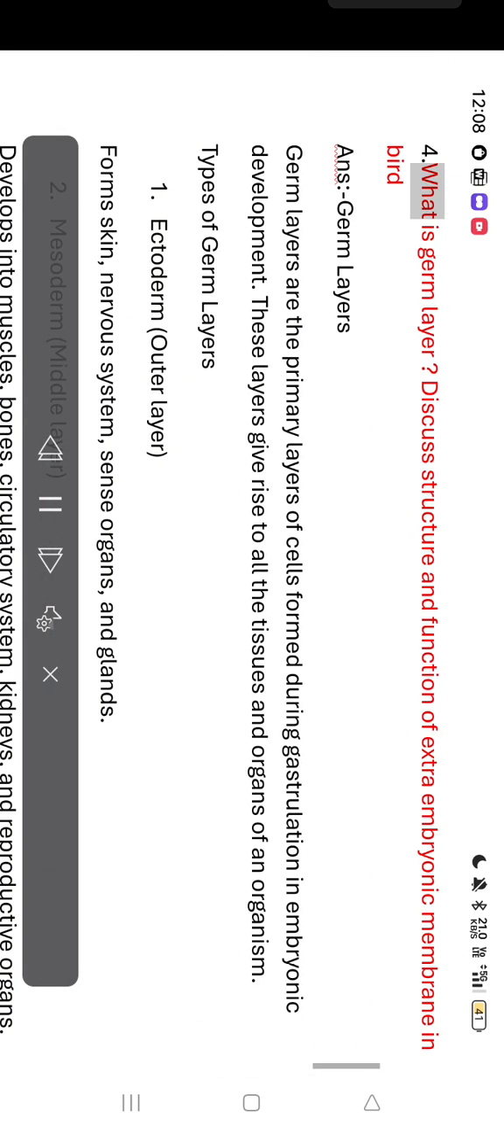4. What are germ layers? Discuss structure and function of extra-embryonic membrane in bird. Answer: germ layers. Germ layers are the primary layers of cells formed during gastrulation in embryonic development. These layers give rise to all the tissues and organs of an organism.